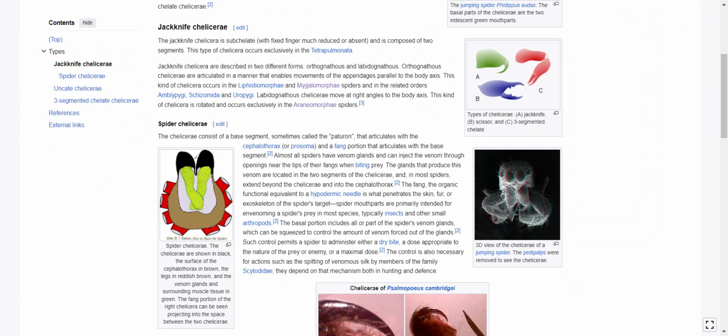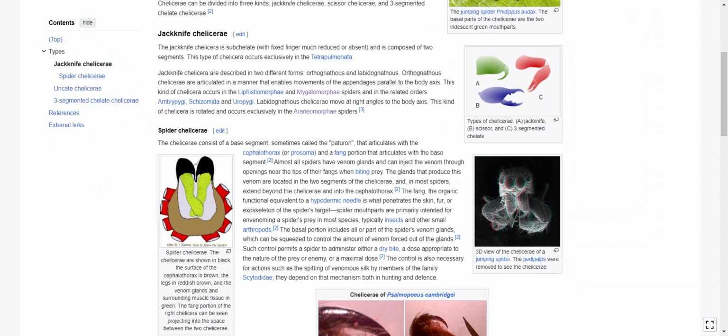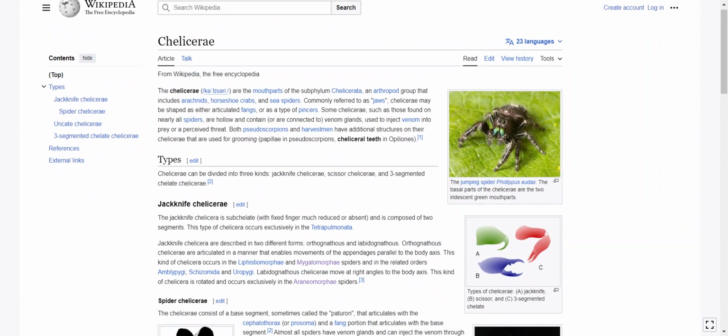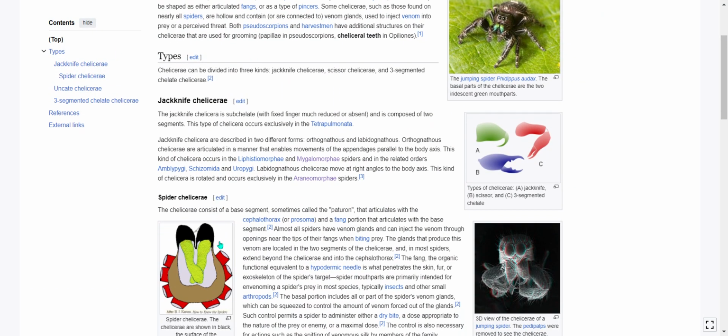Okay, spider chelicerae. The chelicerae consists of, wait, was that another kind? No, we have the scissor chelicerae next. Okay, so this is a subsection of jackknife chelicerae.